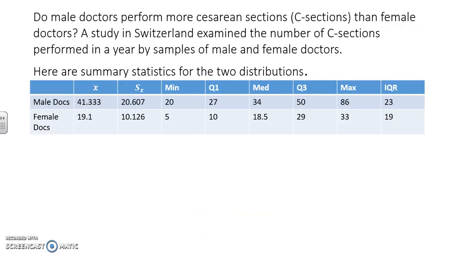Now it's your turn. Consider this problem. Do male doctors perform more cesarean sections, C-sections, than female doctors? A study in Switzerland examined the number of C-sections performed in a year by samples of male and female doctors. Here are summary statistics for the two distributions. First, we have X bar. And remember, X bar means the mean. S of X is your standard deviation. You have your 5-number summary, and here they gave you your IQR.